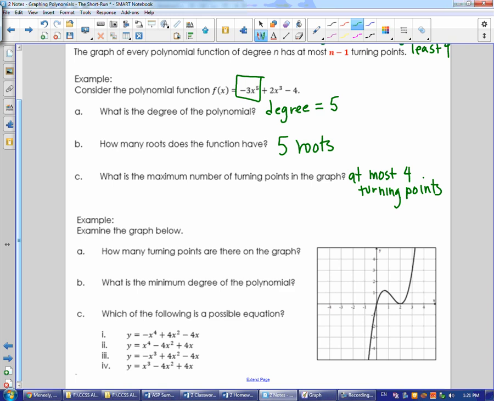So if we take a look at the next example, this time I'm giving you a graph. And the question is, how many turning points are there? Well, if I follow my graph, I'm just going to trace it with my pen. So I'm increasing, increasing, increasing, and then here I'm turning around. So there's 1 turning point. And if I turn around again, that means that there are 2 turning points on this graph.